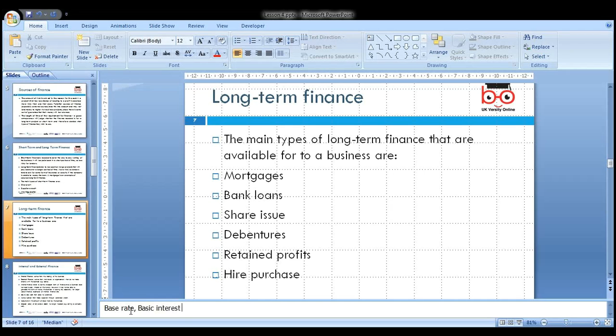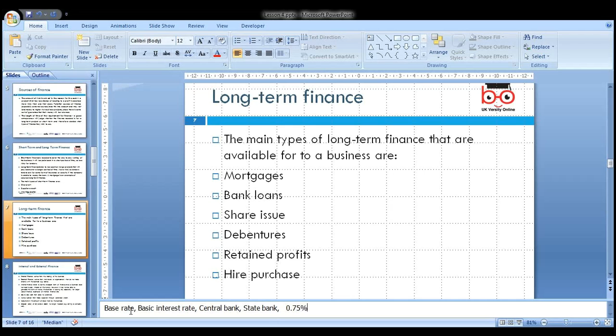Base rate, or what we call basic interest rate, is normally set by the central bank, and in other countries is known as state bank. So they set the base rate. We have a base rate in the UK of 0.75% now, and there were a lot of arguments last week.